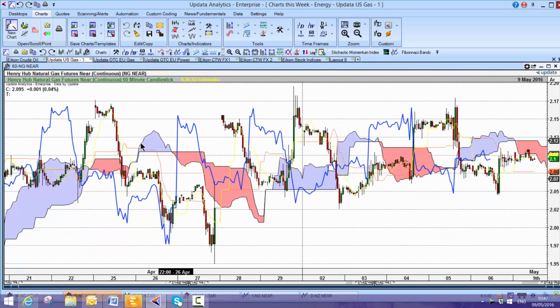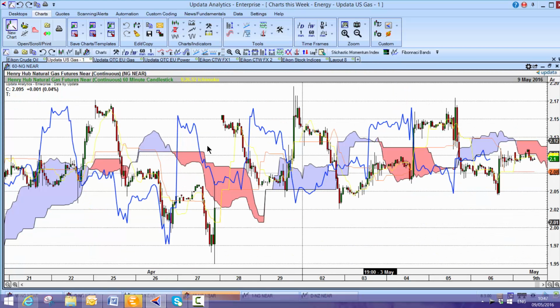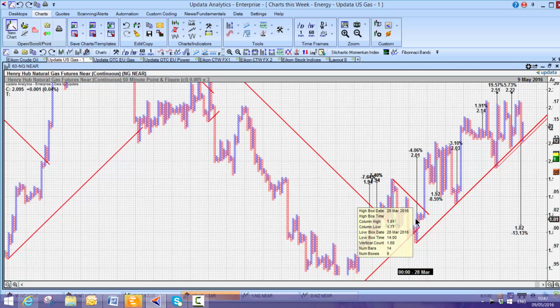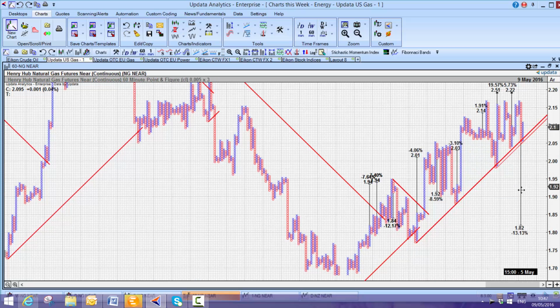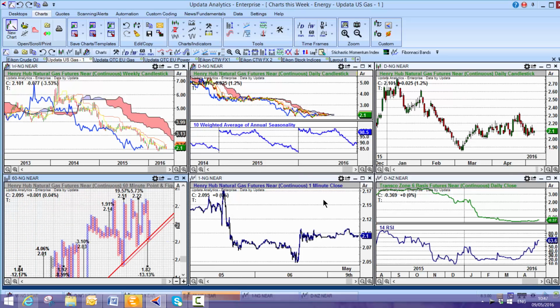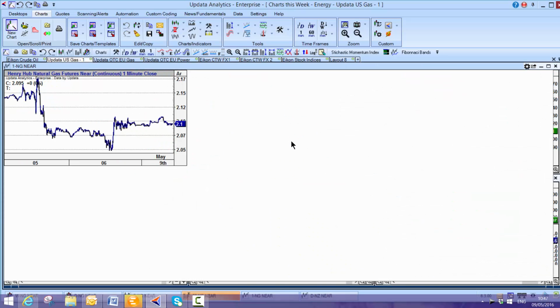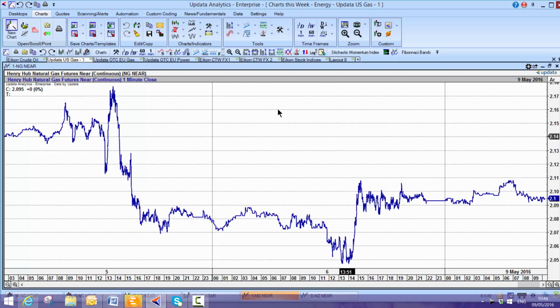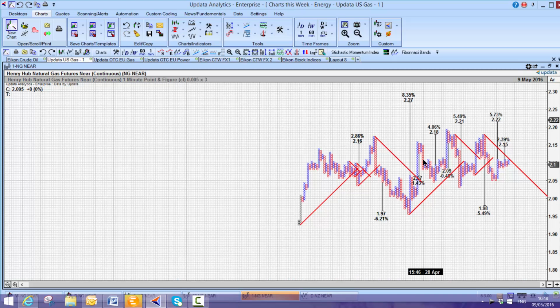We are back below the cloud on the 60-minute chart, but we are in very choppy market conditions here at the moment. Shift T will give you a downside target of 1.82, but we need to break really below 2 for that to come into play, and we do have still some upside targets. If we look at the 1 minute chart, if you're trading Henry Hub, these are essential, the 1 minute charts. Shift T, and we can see that we have quite a mixed picture.